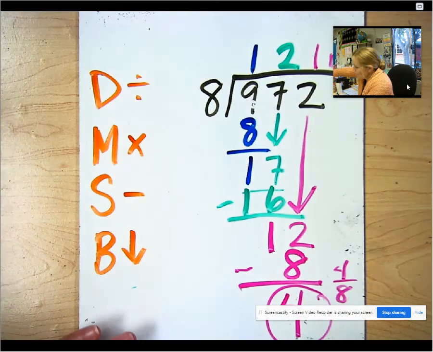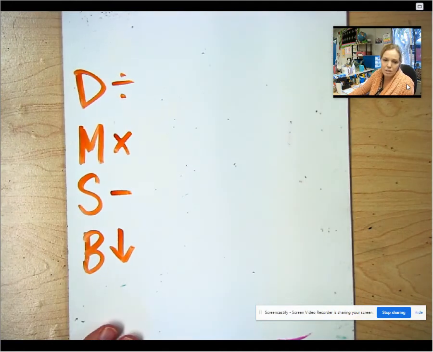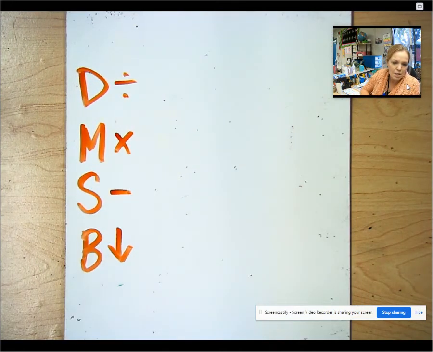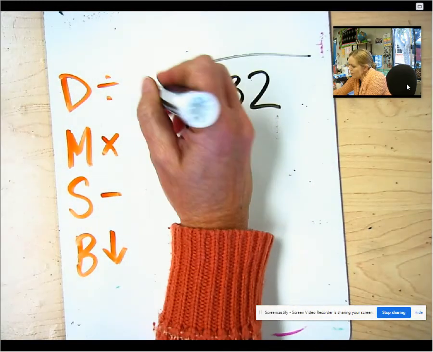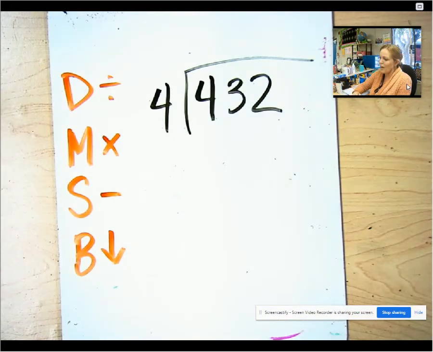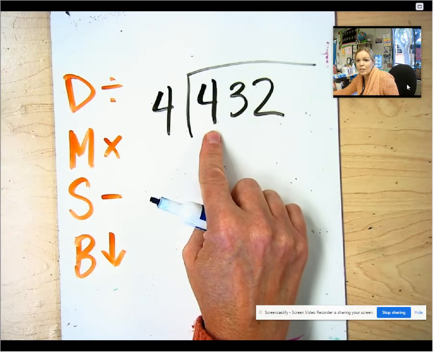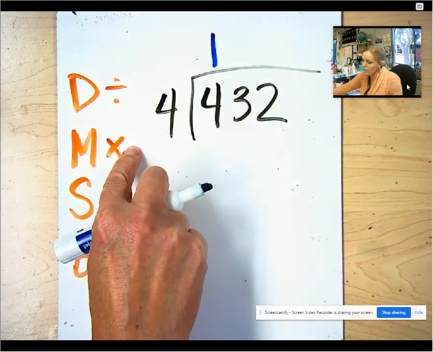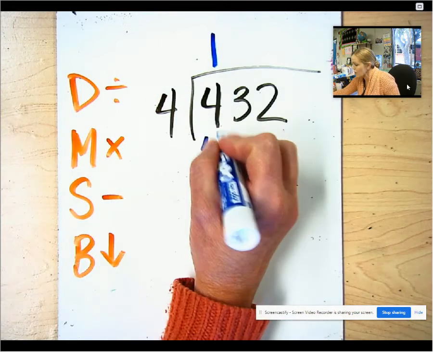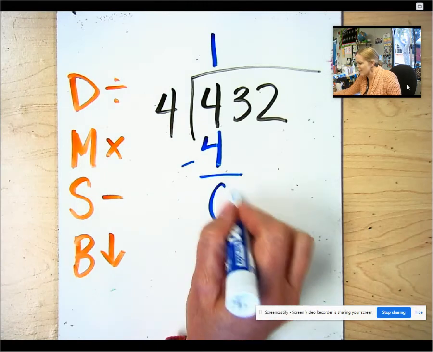Let's see if we can do one more problem a little bit faster and follow those steps. Okay, so today in class, we did this problem. 432 divided by 4. Here's my dividend. What's being divided? It's being divided by 4. So my first step, divide. Can 4 fit into 4? Or can 4 be divided by 4? Yeah, one time. Now I do multiplication. 1 times 4 gives me 4. Now I subtract. 4 minus 4 gives me 0.